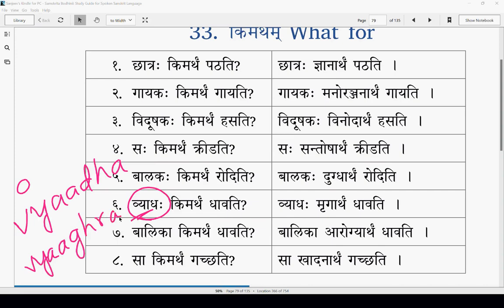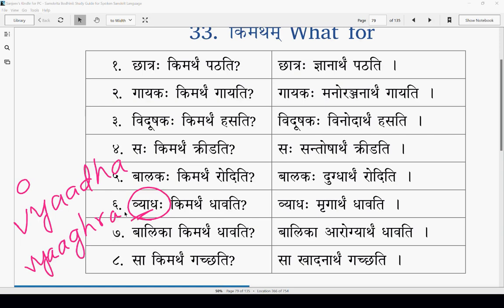Vyaghra, which is tiger. These words are also like Vyadha, because vidha means killing, actually. You are giving pain to somebody, killing. From that word, this Vyadha is born.